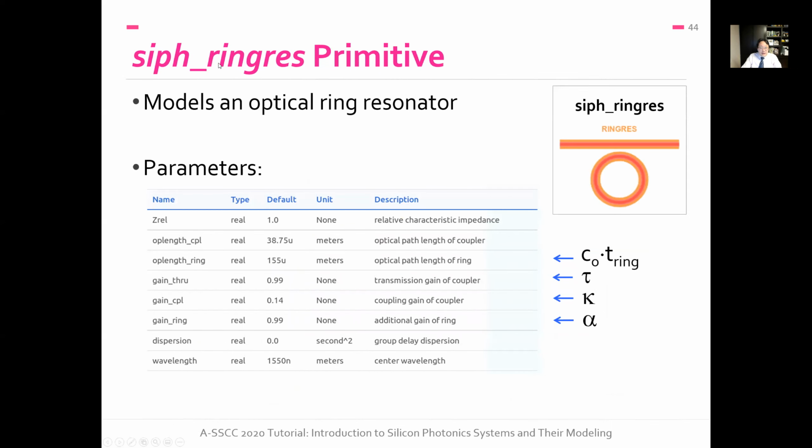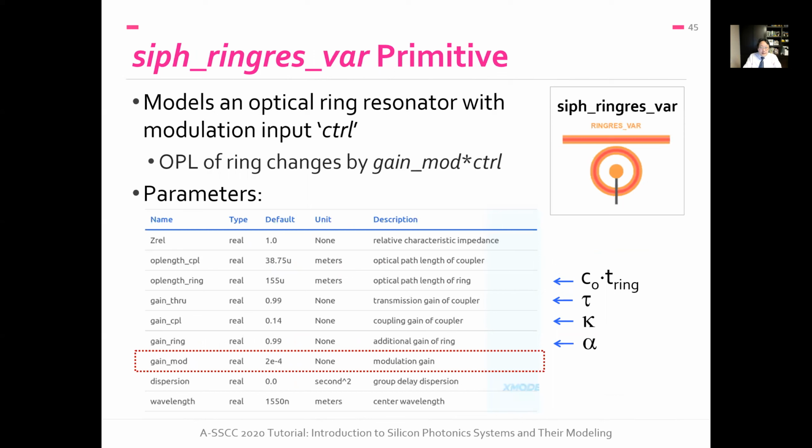There is a ring res primitive in XMODEL, which describes the optical ring resonator with essentially the same set of parameters that I just described. You can easily build a ring modulator by placing a phase shifter as part of the ring, because that way you can change the delay around this ring and therefore the resonant condition. So this ring res var primitive indicates that it's a ring resonator with a variable delay around the ring. It has one additional parameter describing how much that delay is changing.